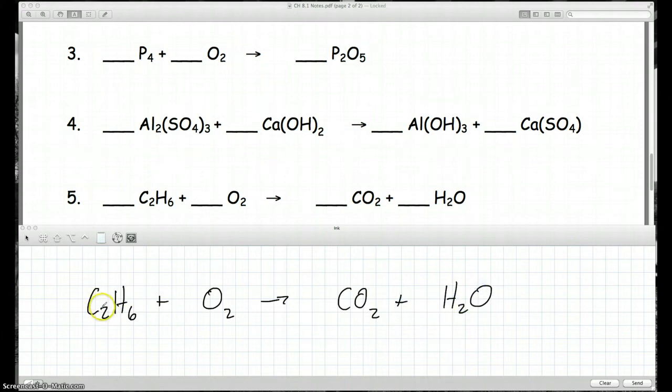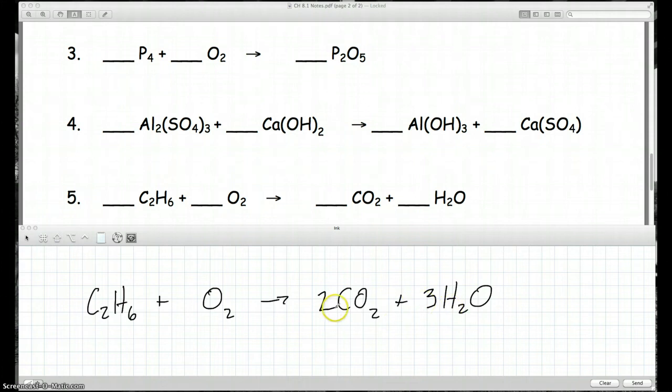Okay, I got two carbons on the left. I can fix that. I can put a 2 here. Now I got two carbons on the right. We move on to the H's. I got 6 H's here. Okay, I can fix that. Put a 3 here. 3 times 2, so I got 6 H's over here.